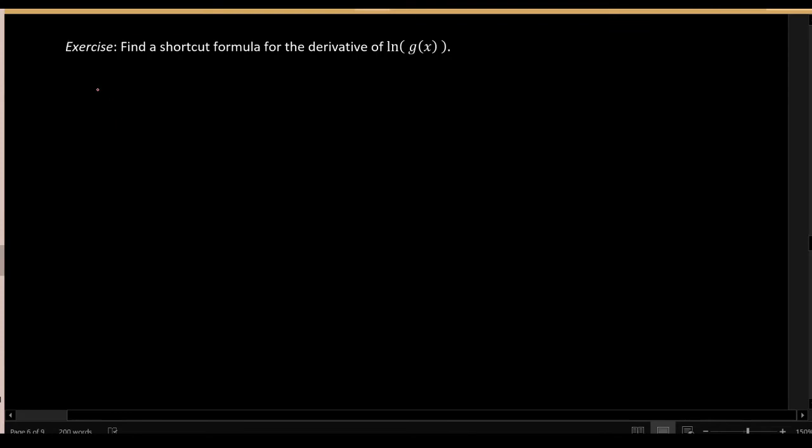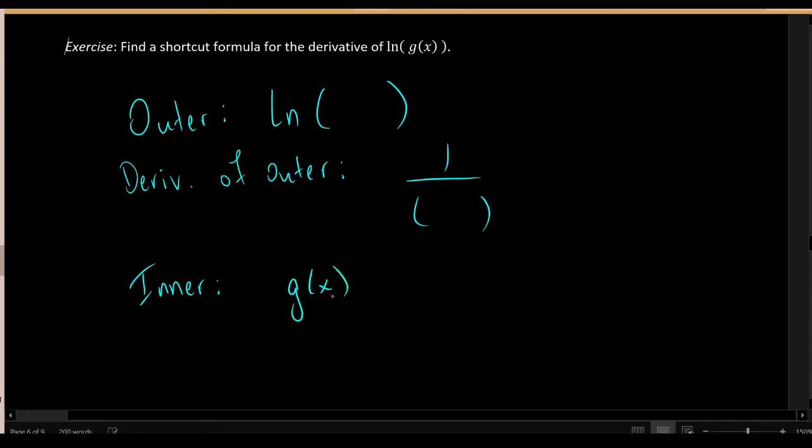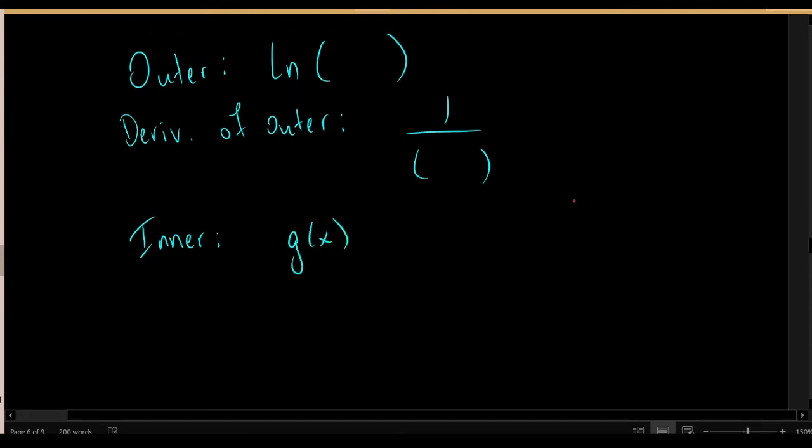So let's give a shortcut formula for the derivative of the natural log of some function. In this case, we can use chain rule, where the outer function is the natural log of blank, and therefore the derivative of the outer function is 1 divided by blank. The inner function, of course, is g of x, whatever it happens to be in your particular problem. And we call the derivative of g, g prime.